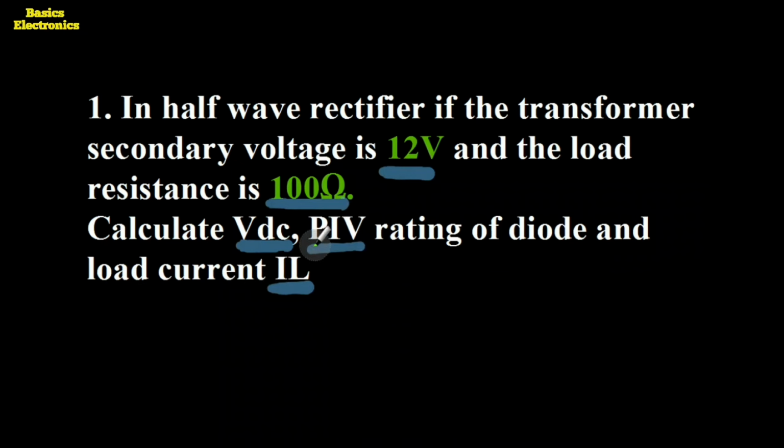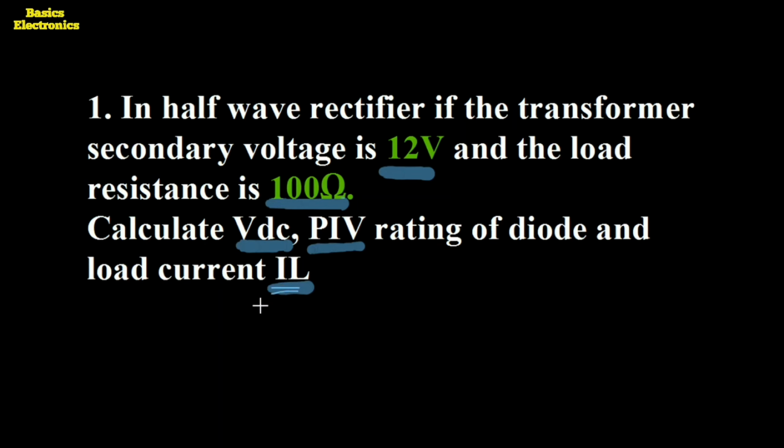We have to calculate the VDC. VDC is the output voltage of the rectifier. Generally we call it the average DC output voltage. Then we have to calculate the PIV rating of the diode, and the third quantity we have to calculate is the load current IL.